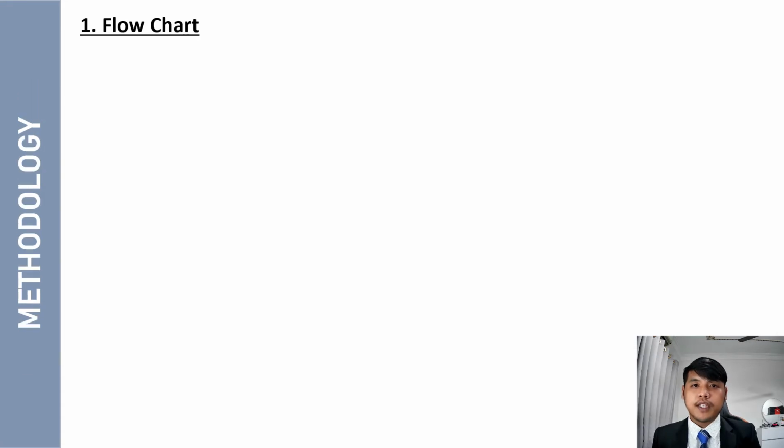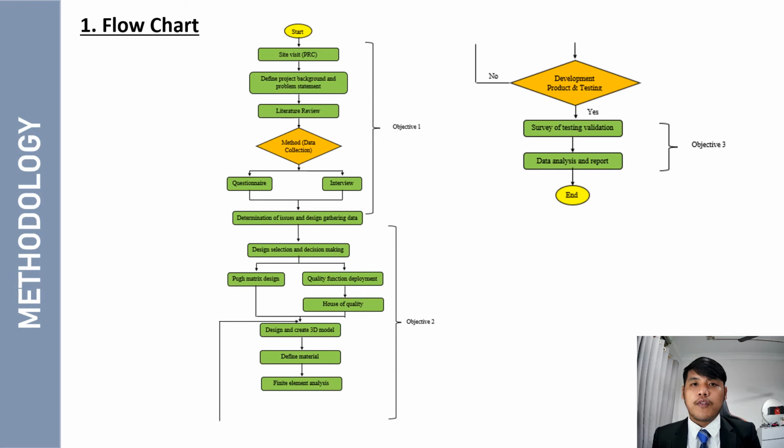Now, I will present the methodology part. The flow chart shows the flow of this project for FYP1 and FYP2. For FYP1, I visited the rehabilitation center where the project selection happened. Then, I defined the problem statements, objectives, and scopes.